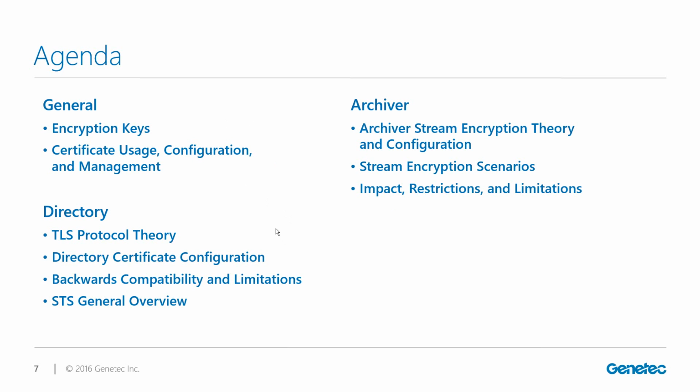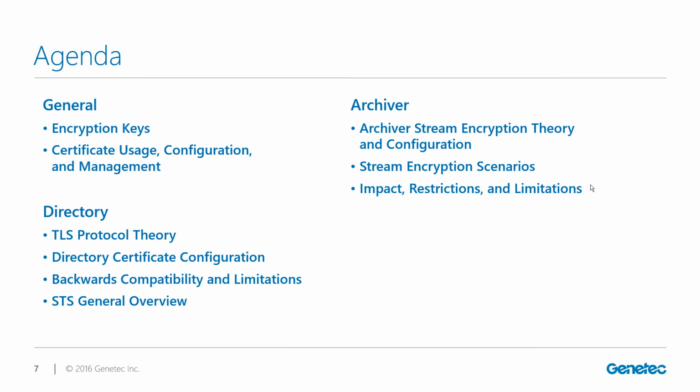After that, we're going to start getting into the new security features we have, starting with the directory features, starting with the TLS protocol. So we're going to go over the theory of that, and then we're going to take a look at how we can set up the certificate that we're using for TLS. Take a look at any backwards compatibility and limitations regarding this particular feature. And then we're going to talk about claims-based authentication and using an STS, which is another new feature that we've added. And then the last subject we're going to cover today is concerning the archiver, the new archiver stream encryption.